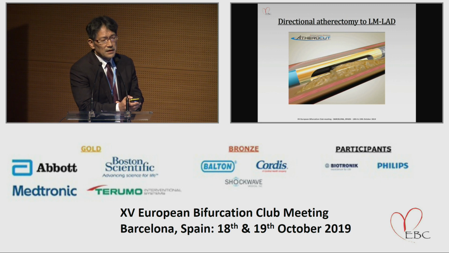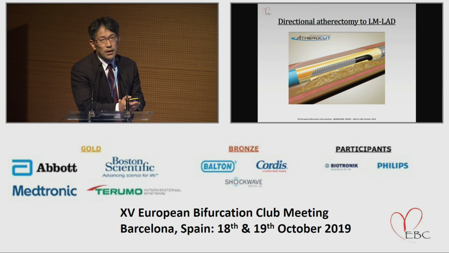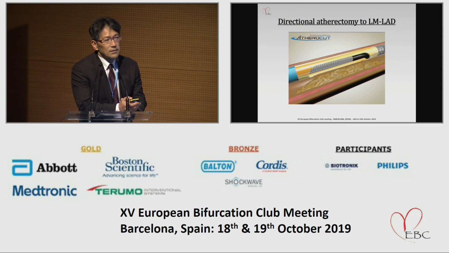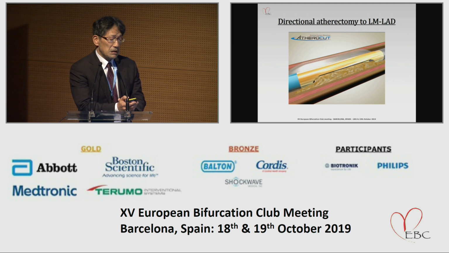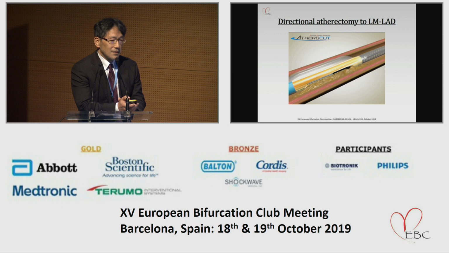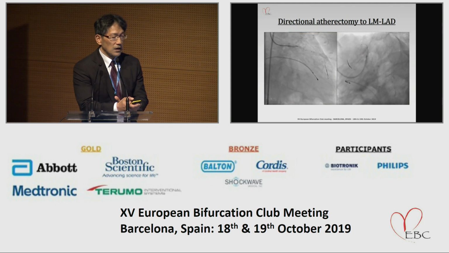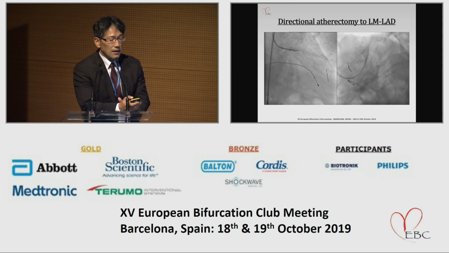In comparison with the old one, this device has become more powerful. The speed of rotation of the motor drive unit is about 2 times that of the old one, and the material of the cutter is also very hard. So by using this device, we try to debulk some fibrous plaque and some calcium plaque.